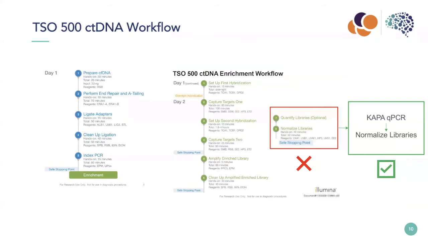We skipped those 2 steps in favor of a Roche Kappa qPCR assay, and then a more manual normalization of the libraries using methods that we had in the laboratory. So that is really the only key difference from the standard workflow: how we normalized the libraries and pooled them together for sequencing.